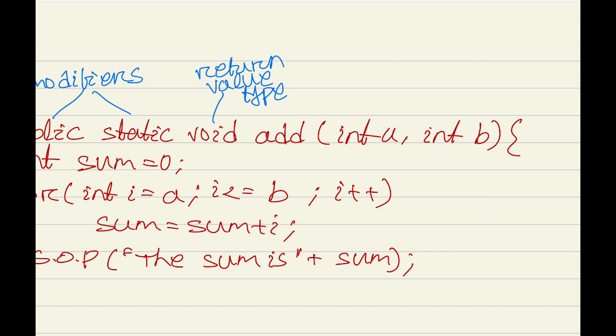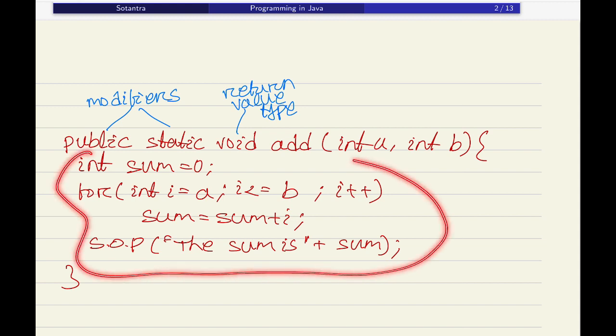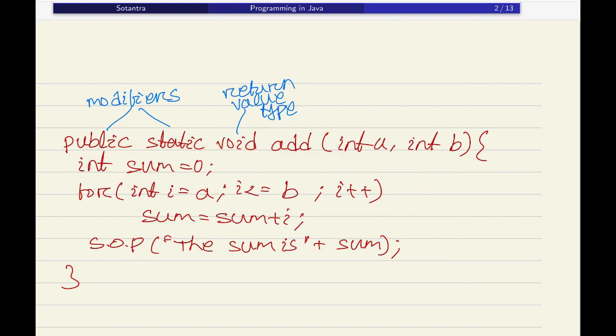So return value type means the method may return a value. The data type of the return value we need to write here, and if the method is not going to return anything, we can write void. So here you can observe this method is not going to return anything, that's why we are writing void.